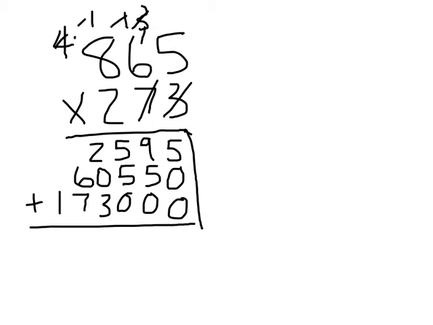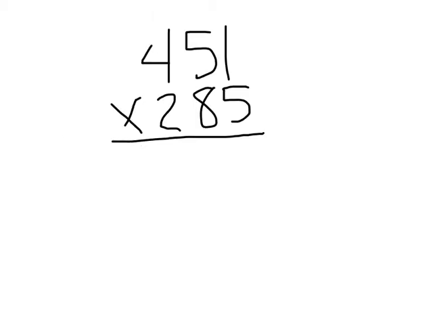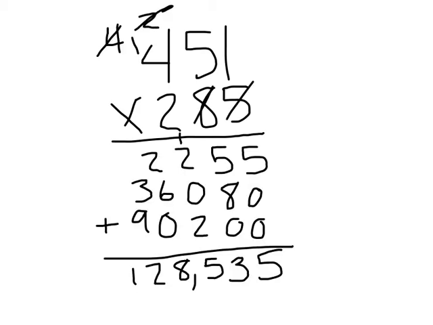Now I can add my partial products. 5, 14, 11, 6, 13, and 2. My final answer is 236,145. Now you try one more. What's 451 times 285? Check your work with mine.